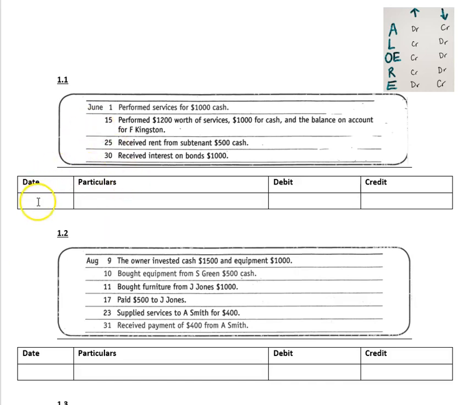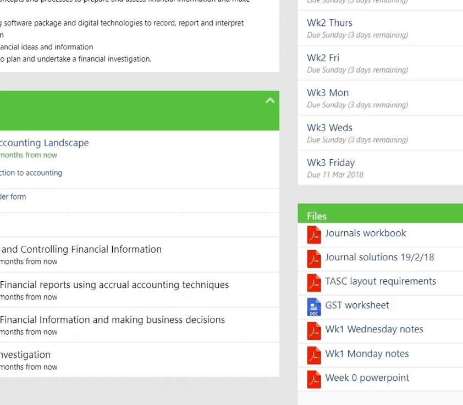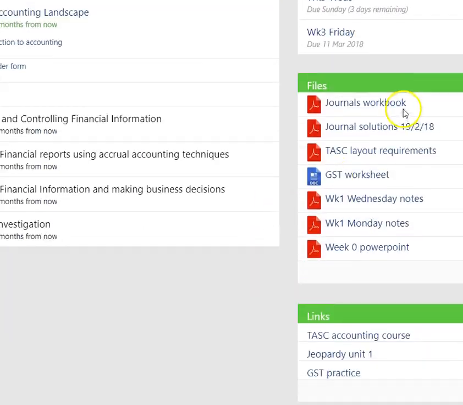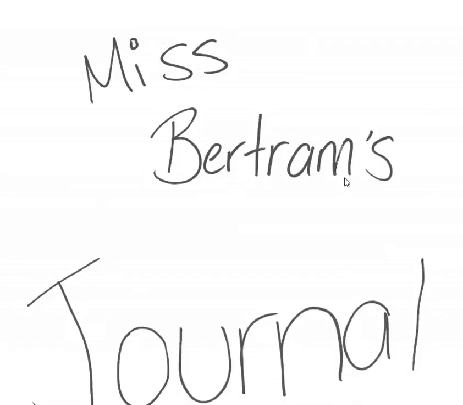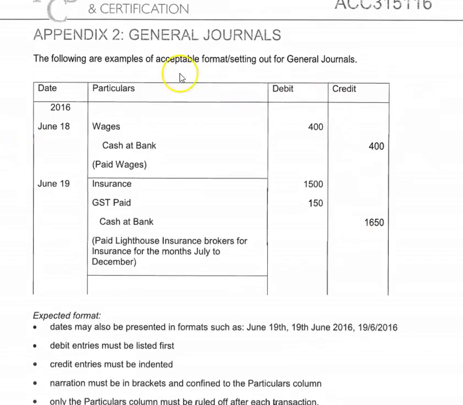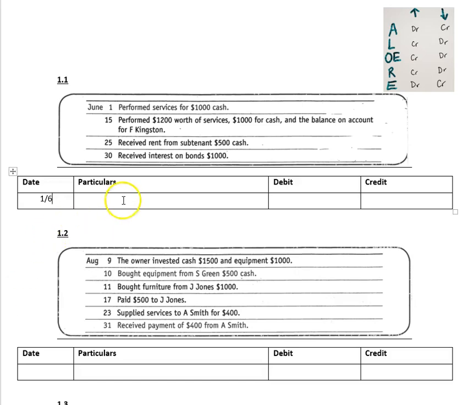So this first one here is 1.1. These are just some basic journals. So the first thing we're going to do is put the date in. This one is the 1st of June for the first journal. Now this workbook is on the dash under Journals Workbook. I'm also going to give you a hard copy, but if you lose that, it's up to you to print it. So we're following this format here. The only thing I won't be doing is ruling off these lines because I don't know how to do it on Word, but you need to be doing it in your books anyway.